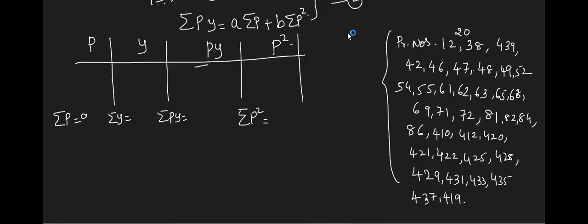Sigma p is 900. Yes, ma'am. Sigma y is 3.9. Okay. Sigma py is 640. Sigma p square is 1,42,000. Very big. Am I right with the zeros? 1,42,000. All are getting the same answer. See, I have not calculated it. You should tell me.